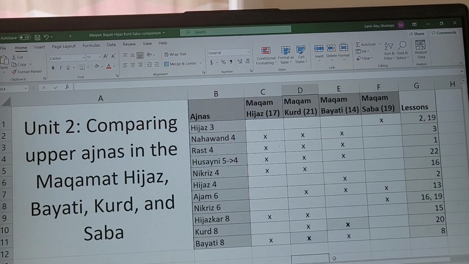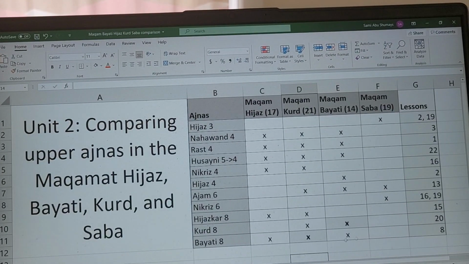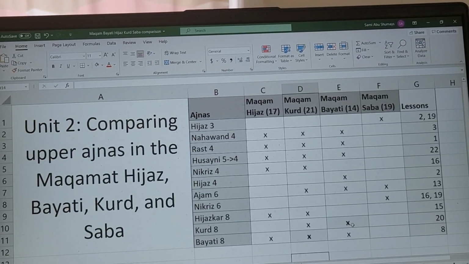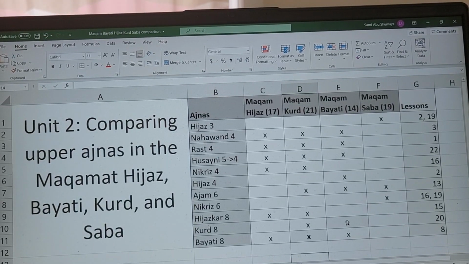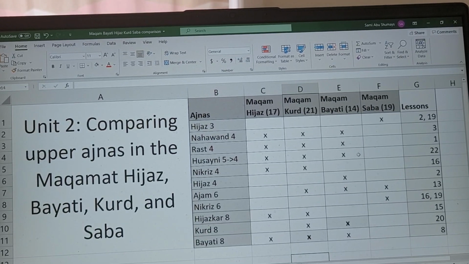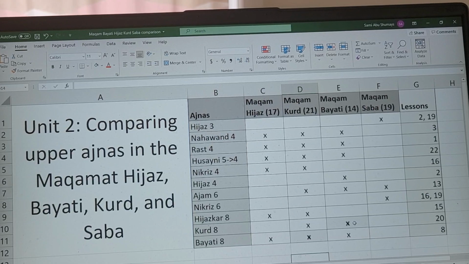So I'm going to show you the chart one more time. What I'm saying here is that this Kurd on 8 of Maqam Bayati has a relationship to Ajam on 6, and it has a relationship to Nahawand on 4. And I'm going to illustrate that. Let me actually just sing it while I'm moving the little cursor.